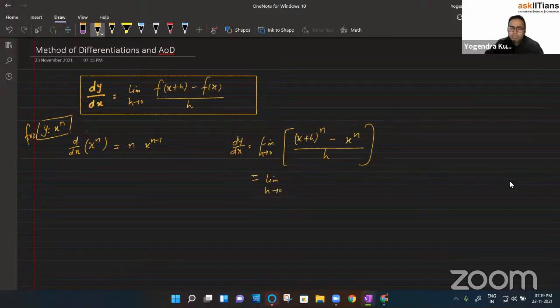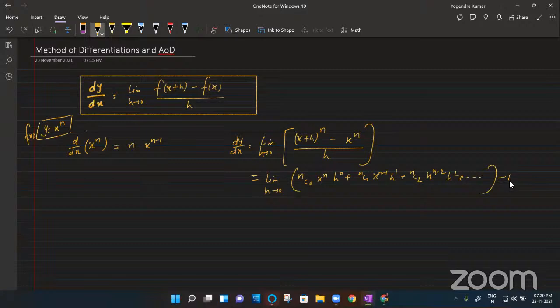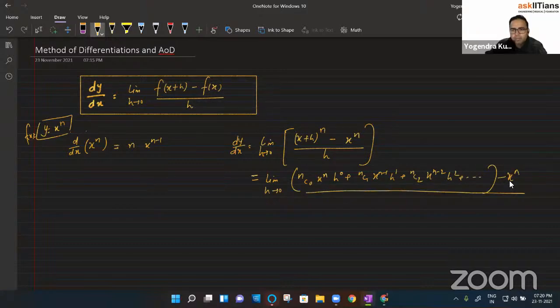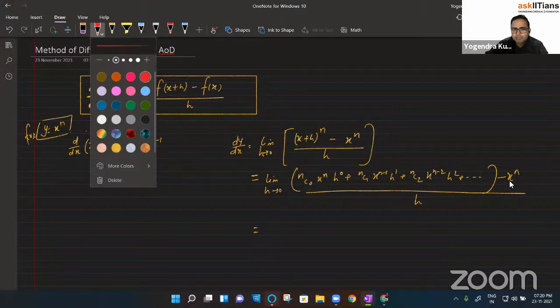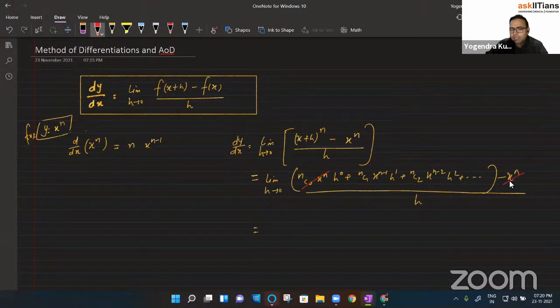Limit h tends to 0. Now here, what do we write? nC0 x raised to n, plus nC1 x raised to n minus 1 and then h power 1, plus, like this it will continue, nC2 x raised to n minus 2, then h square and so on, the last term and all, minus x raised to n, divided by h. Correct. Now you can see clearly, the first term and the last term are getting cancelled, because this is one, this is also one.